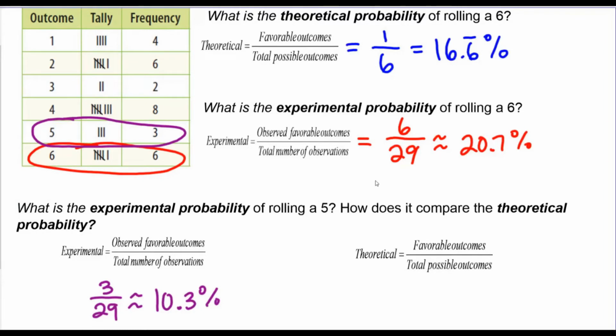And then what did we expect? How often did we expect a 5 to come up? Well, there's one favorable outcome out of the 6 possible outcomes. So our theoretical probability, again, is about 16.6 repeating percent. So in this case, we observed a 5 a little less frequently than we expected.